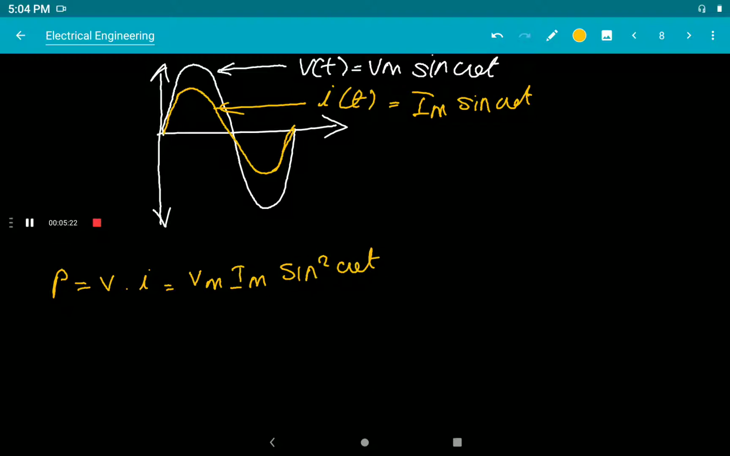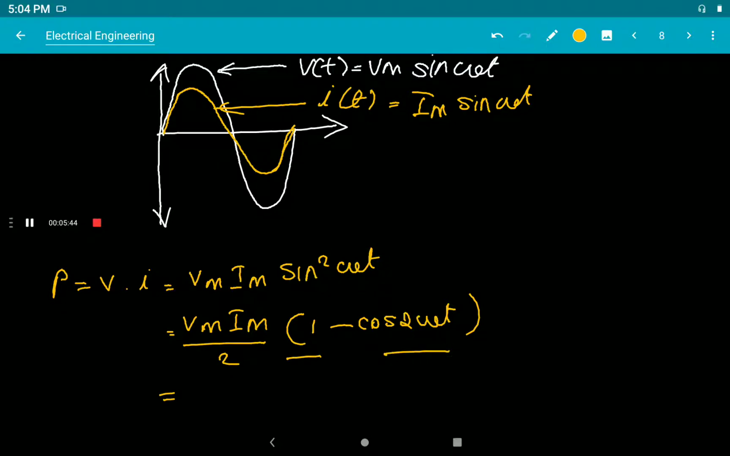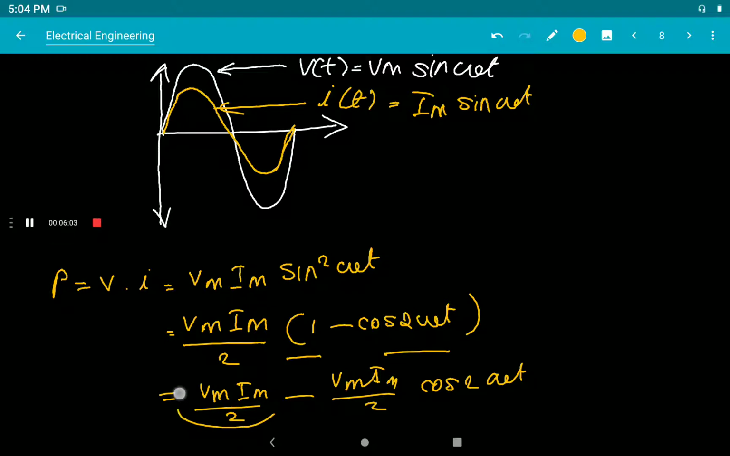So we can write sin square omega t in terms of cos, that is Vm Im into 1 minus cos 2 omega t by 2. So we can write it as Vm Im by 2 into 1 minus cos 2 omega t. Okay. We can split this into two terms, Vm Im by 2 minus Vm Im by 2 into cos 2 omega t. Okay. When we consider this, the first part is a constant part. So the power consists of a constant part Vm Im by 2 and a fluctuating part, Vm Im by 2 cos 2 omega t, of double frequency.